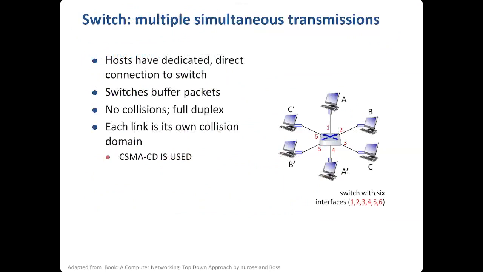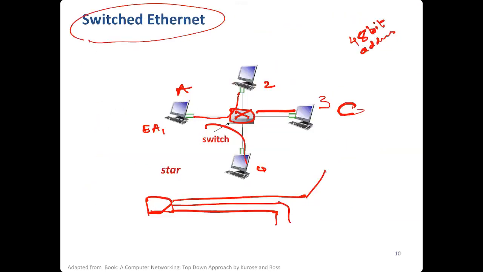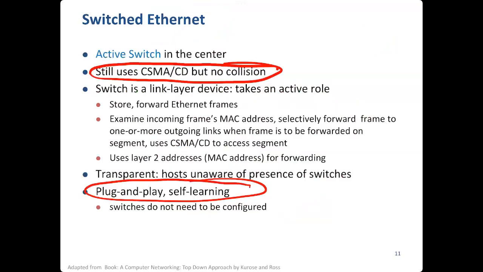Now note that this mechanism is self-learning. When we say self-learning, when A is sending a packet to C, then this switch will know I will have to send this incoming packet to this outgoing link. When A sends to D, the switch, when it receives this frame, looks at address D and has to send it to this one. This learning is called self-learning. It's plug and play.